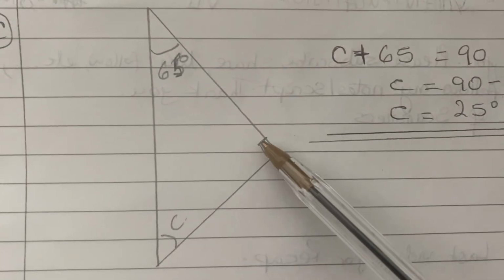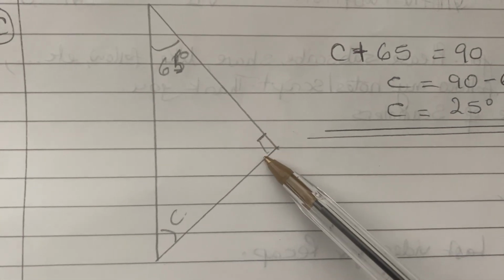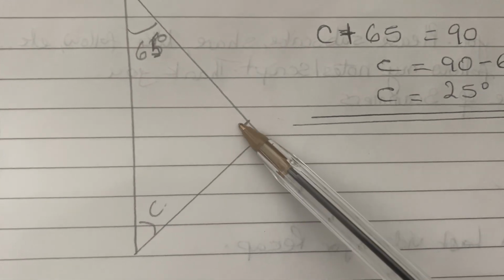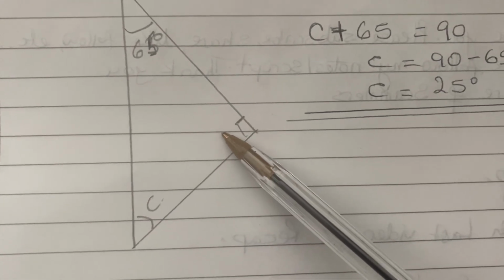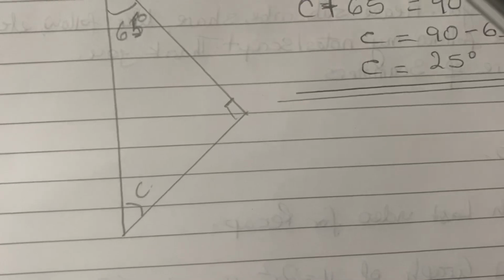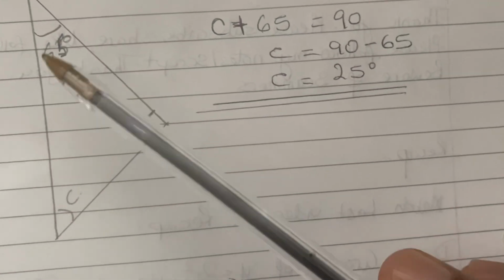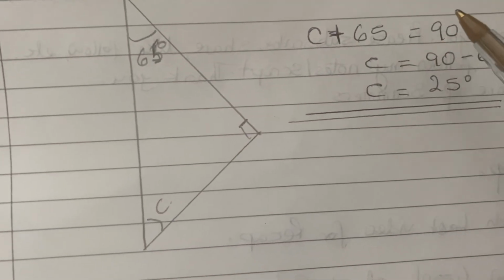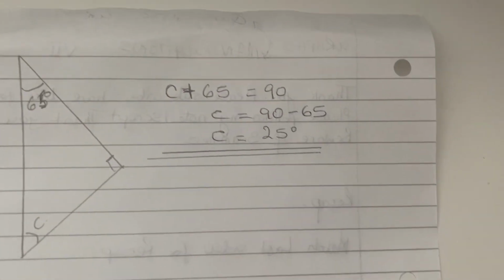Now see, this is also a right angle triangle because this side is 90. If you don't see this and they write 90 degrees, it's still the same thing. 65 plus C should be 90. So now C should be 25, so that 65, 25 plus 90 will give you 180. So this is the start I have for you.